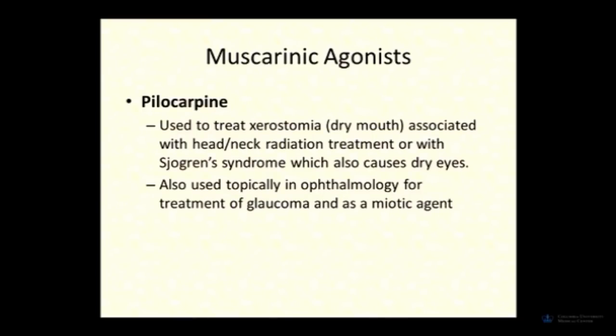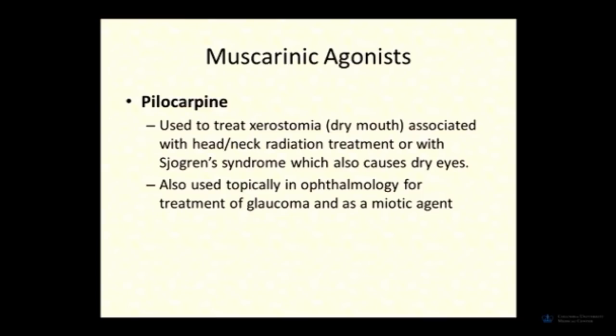Pilocarpine, also within this class of drug, has some similar effects. It's used to treat a condition called xerostomia, which is sort of extreme dry mouth, very reduced production of, particularly, salivary production. And it's associated with head and neck radiation treatments in the course of treating certain head and neck cancers.